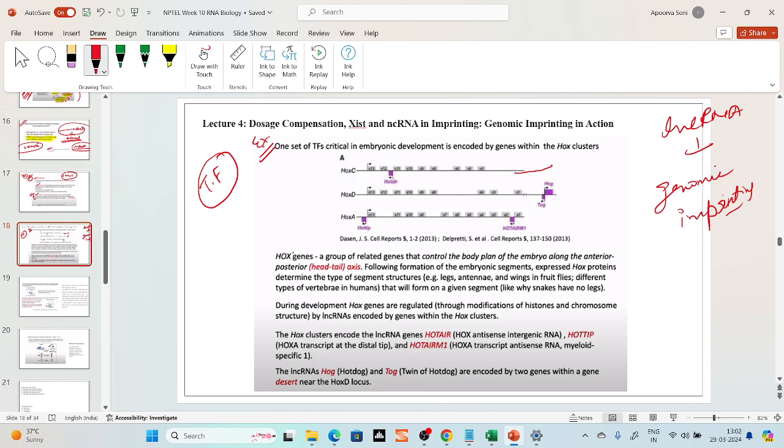If this long non-coding RNA acts on the same gene in which it is present, that is cis. But because it is not working on the same gene, it is getting produced from here and it works on a different gene, that is, it is working on the HoxD gene. It is repressing HoxD and not HoxC. So it is working in trans here. You can see in the next slide.